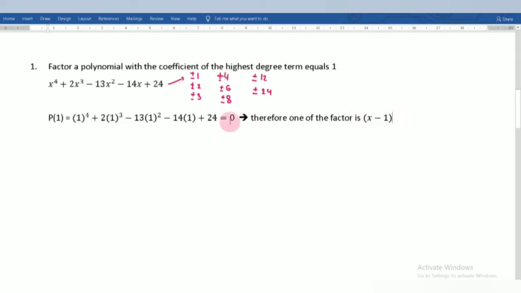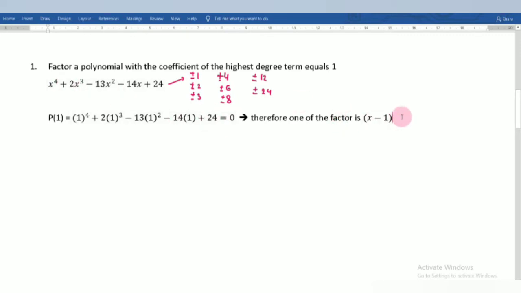And of course you will notice that if we have a polynomial with the highest degree of x being 4, it means there will be a maximum of 4 factors. Maximum, it can be 4 factors, it can be 3 factors, 2 factors, or maybe we cannot factor it at all. But let's just be open to the possibility that we have 4 factors. So we have found the first factor.